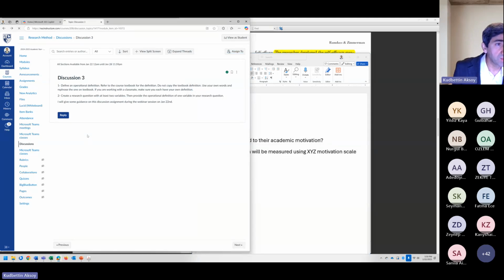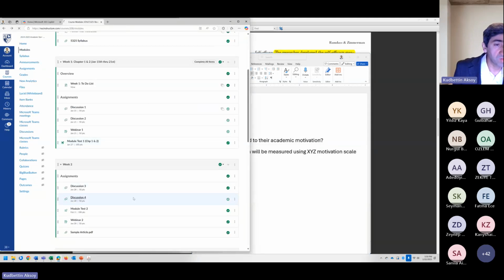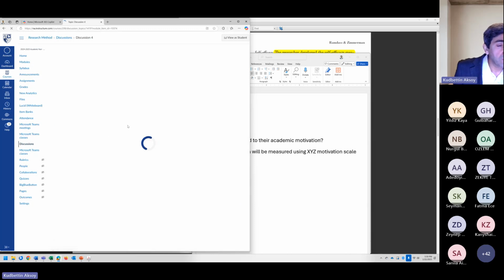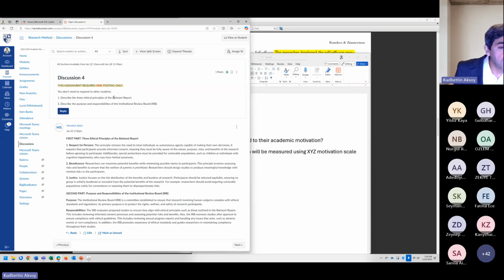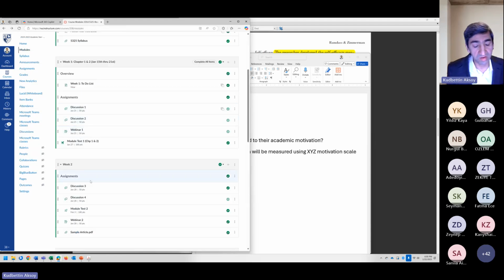Finally, discussion 4, there is a difference in discussion 4. You are going to describe 3 ethical principles of the Belmont report, and then you will describe the purpose and responsibility of IRB. Now, this one requires 1 posting only. Normally, discussion 3 requires 3 postings. Discussion 4 requires 1. Discussion 5 will require 3. This is an exception for discussion 4. From time to time, I may use that to make it a little easier.